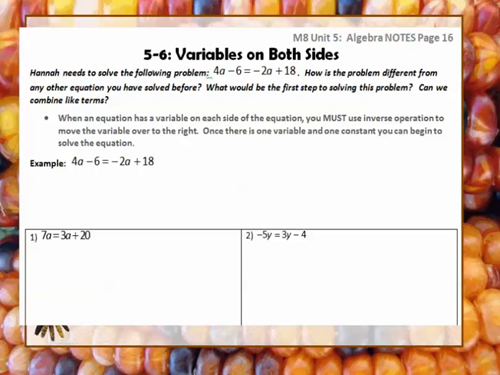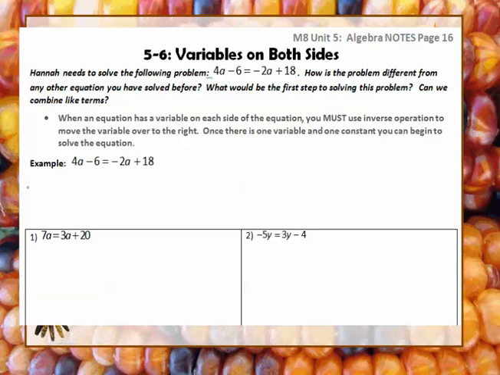Class, today we're talking about Notes 5-6, variables on both sides, and I'm on Notes page 16 in your binder. So, let's read the following question. Hannah needs to solve the following problem: 4a minus 6 equals negative 2a plus 18. How is this problem different from any other equation you have solved before? And what would be the first step to solve this problem?